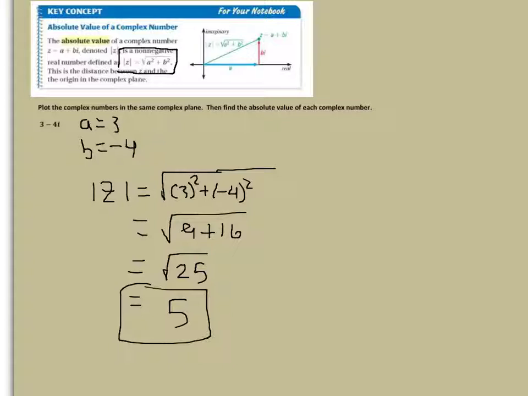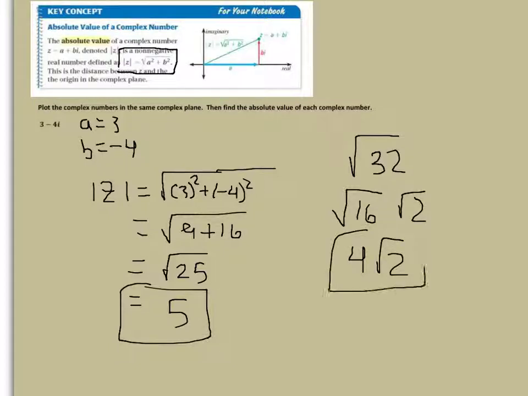Now let's say you got something like this, square root of 32. Don't forget to simplify this. By that I mean exact answer. I can change that to square root of 16 times square root of 2, which would be 4 square root of 2. Okay?